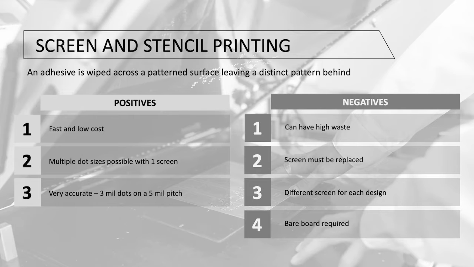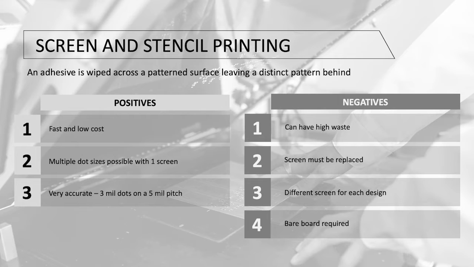Which segues us over to screen printing and stencil printing and the pros and cons associated with it. We see screen printing quite often. Screen printing is when you take the adhesive and you move it across a patterned screen or surface and leave behind a distinct pattern. This is a great method because it is fast, reliable, and can do a wide variety of dots. It also has some of the smallest dot capability of any of the application methods we'll be discussing today.